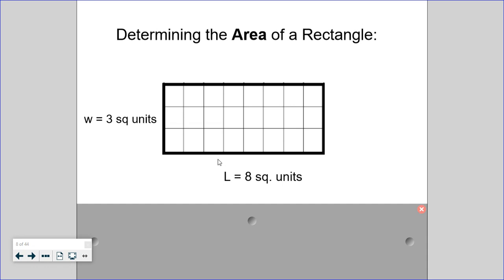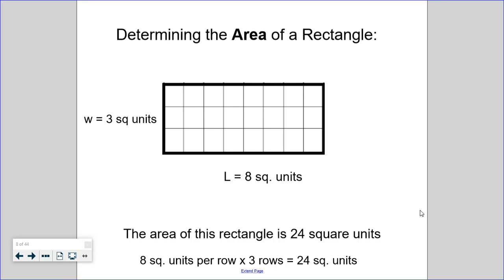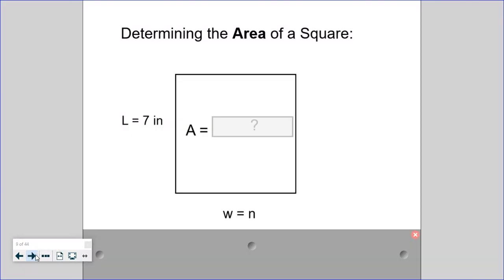So this one I did not give you the answer to. See if you can figure it out. Remember, area equals length times width. The length of this rectangle is 8 square units. The width is 3 square units. Multiply 8 times 3 to find the area. The area of this rectangle is 24 square units because 8 square units per row, or a length of 8, times 3 rows, or a width of 3, 8 times 3 is 24. So the area is 24 square units.